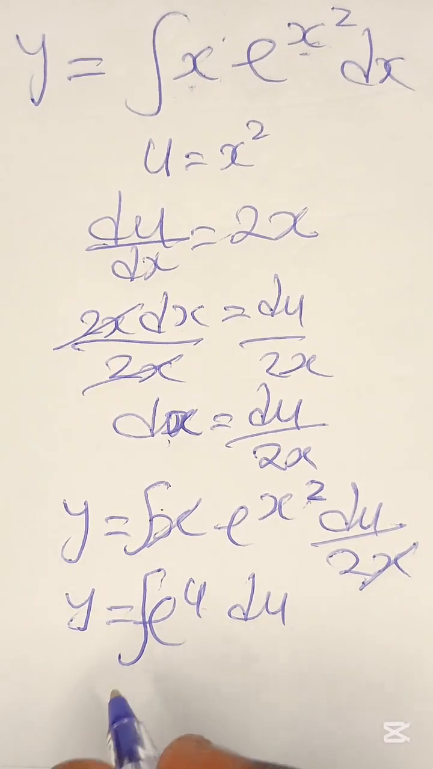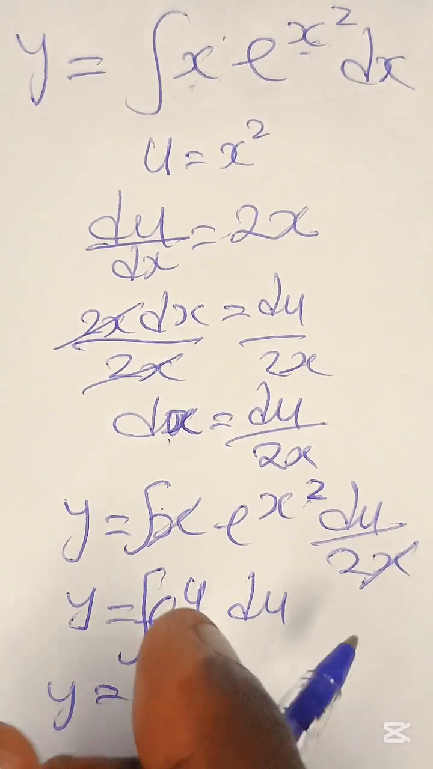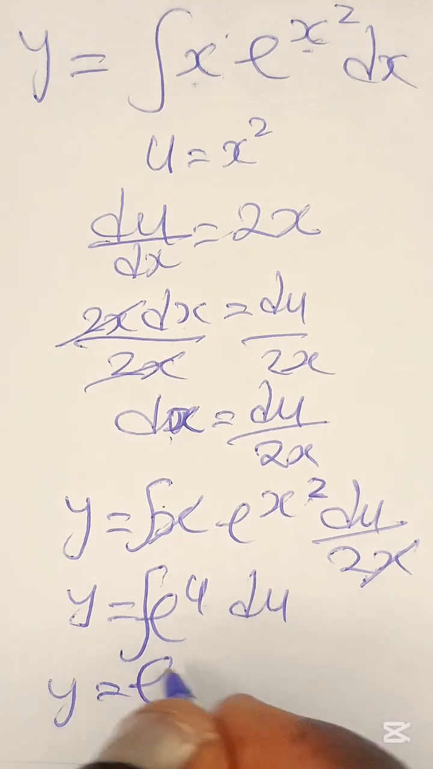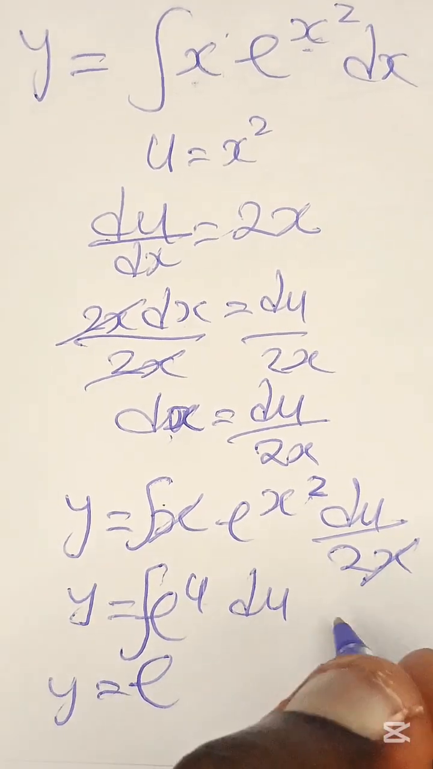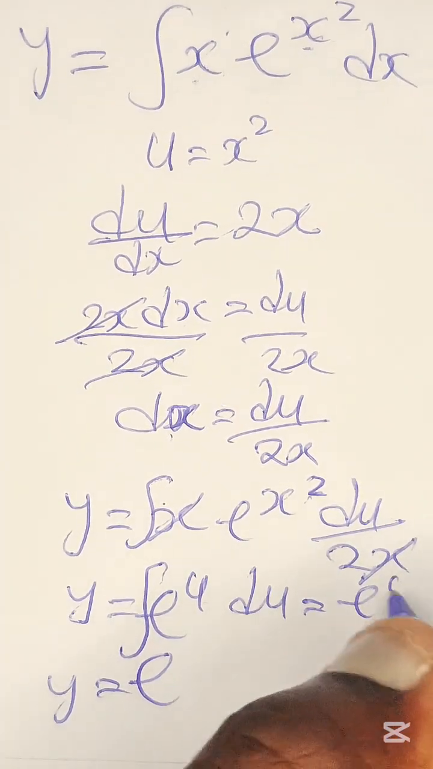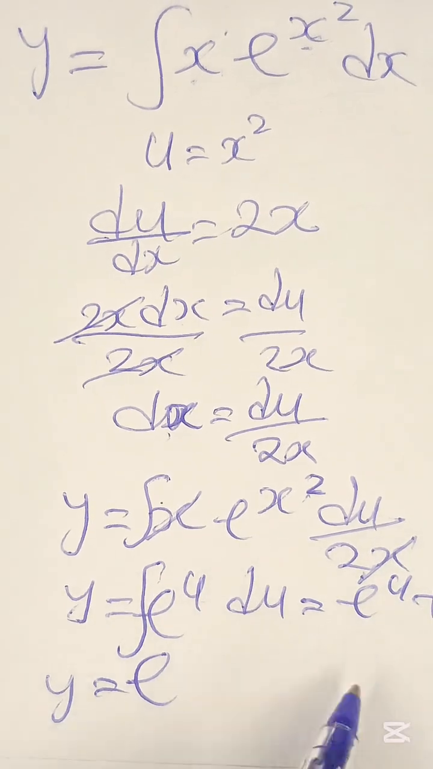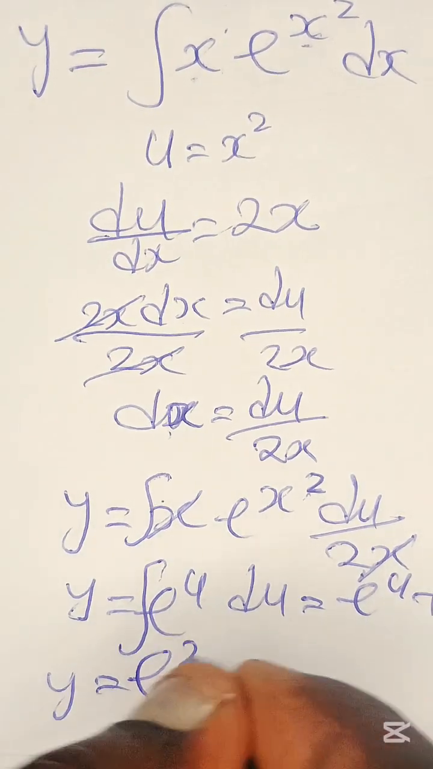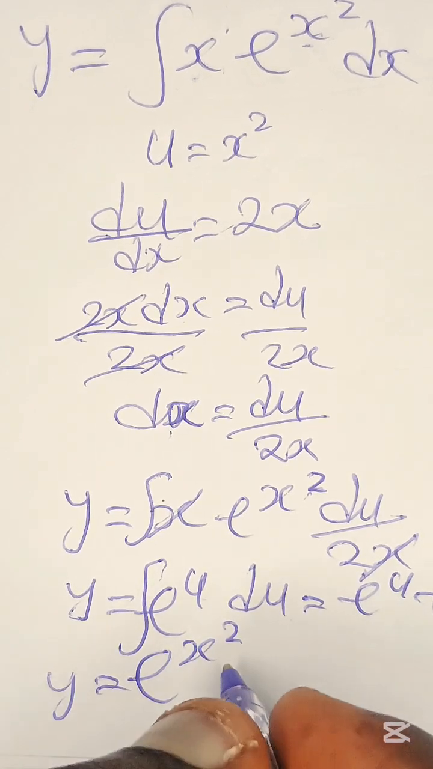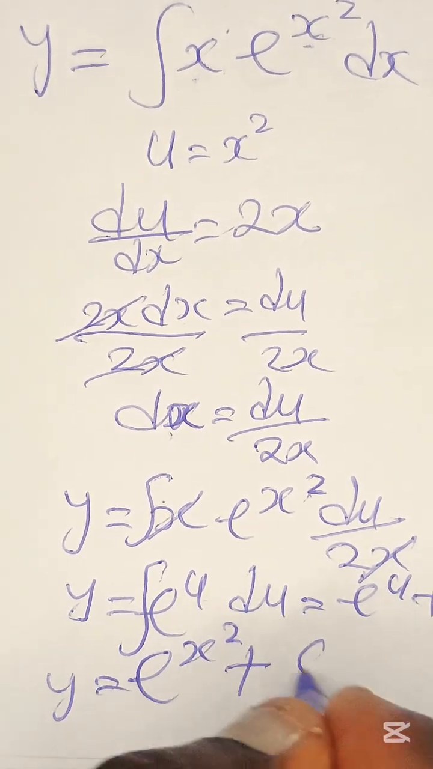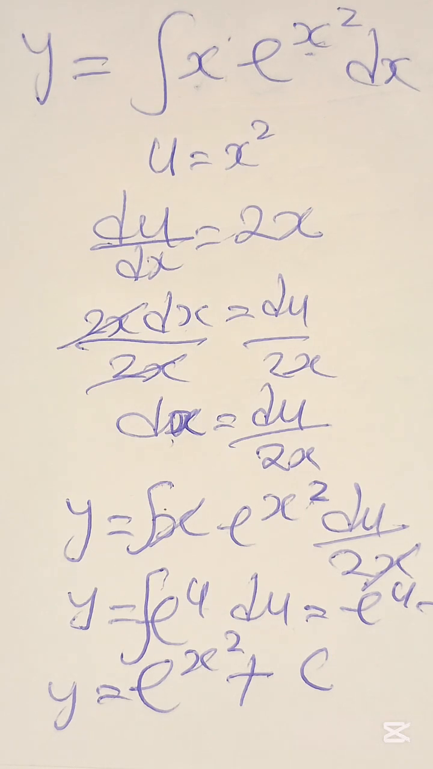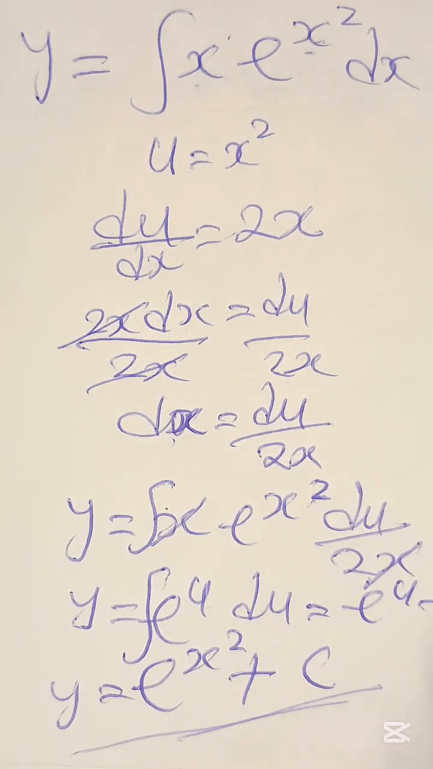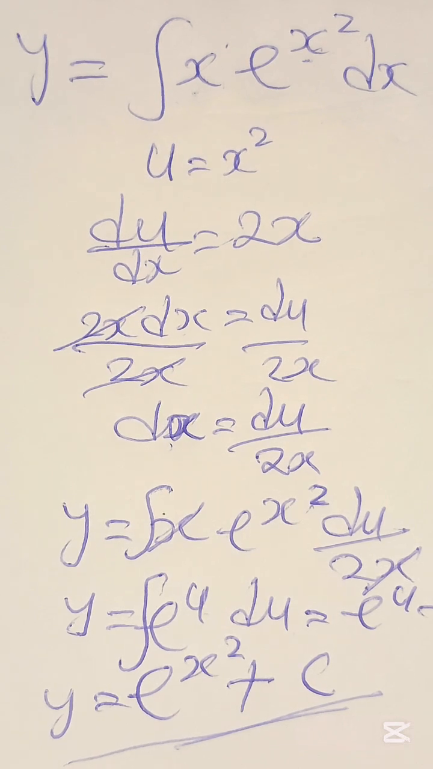So you have y is equal to e^u. If you integrate this, you have e^u plus c. So this u is what? x squared. So you have e^(x squared) plus c. That is the final solution to the question.